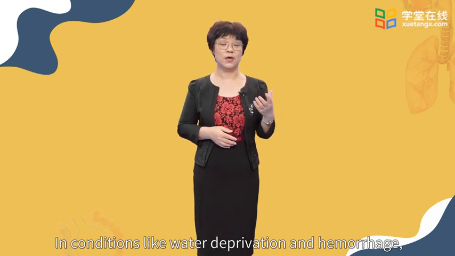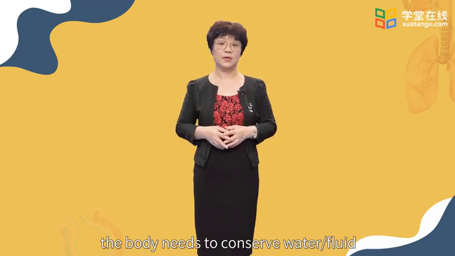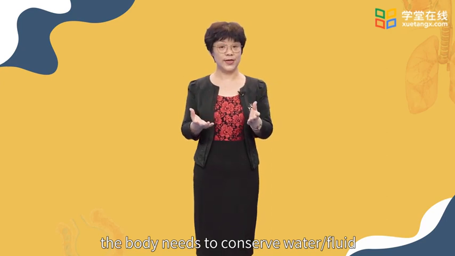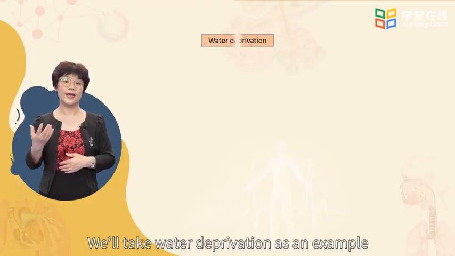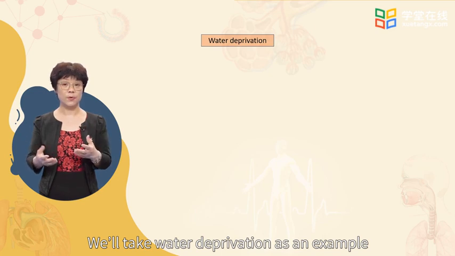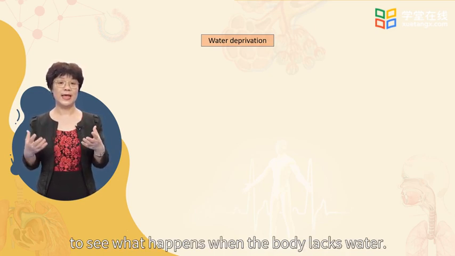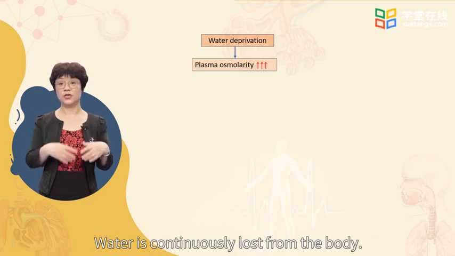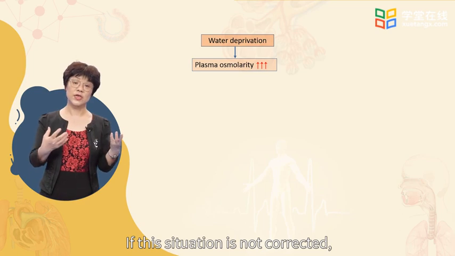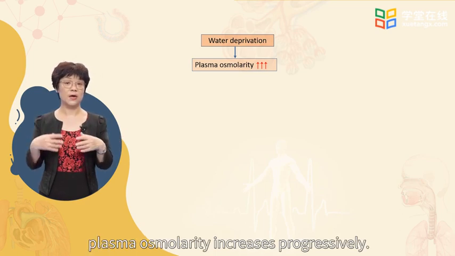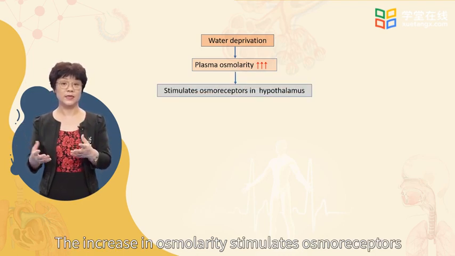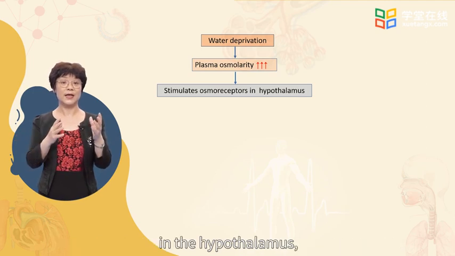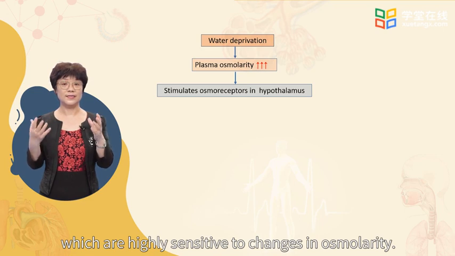In conditions like water deprivation and hemorrhage, the body needs to conserve water or fluid, so any urine passed would be concentrated. We'll take water deprivation as an example to see what happens when the body lacks water. Water is continuously lost from the body. If this situation is not corrected, plasma osmolarity increases progressively. The increase in osmolarity stimulates osmoreceptors in the hypothalamus, which are highly sensitive to changes in osmolarity.